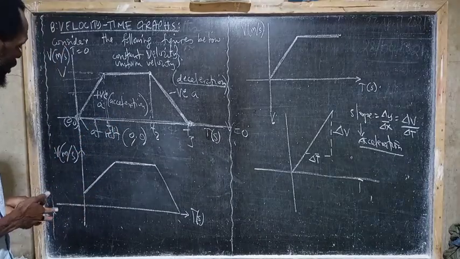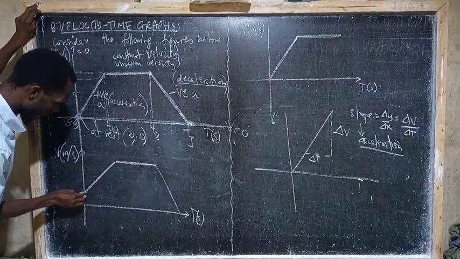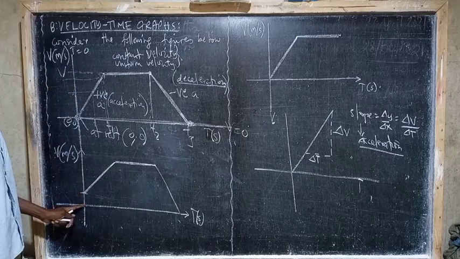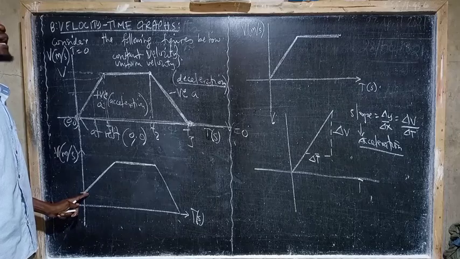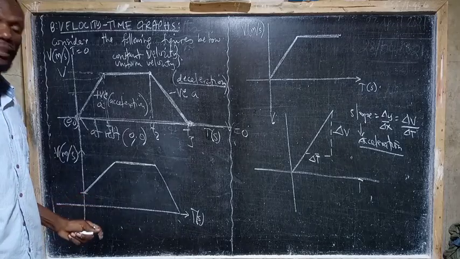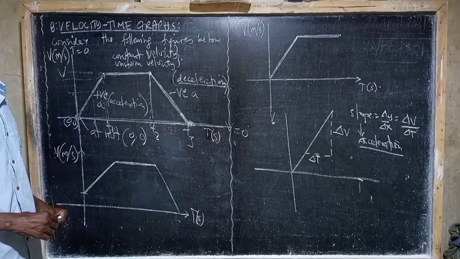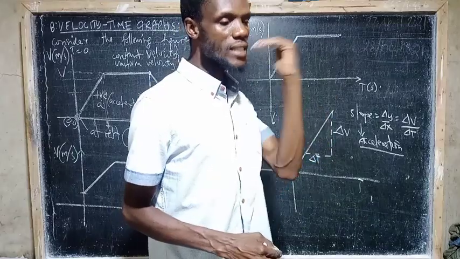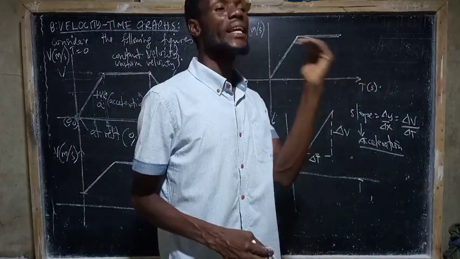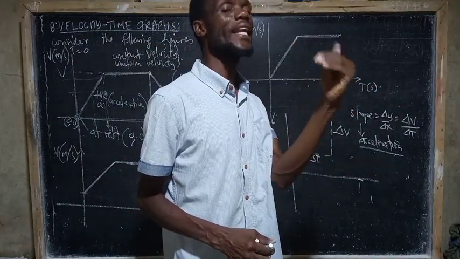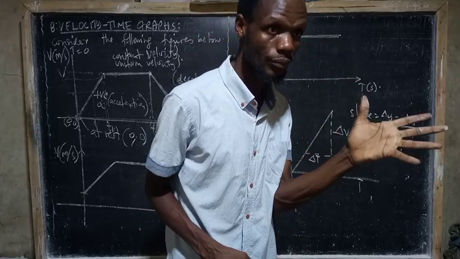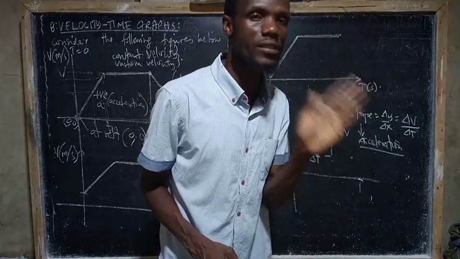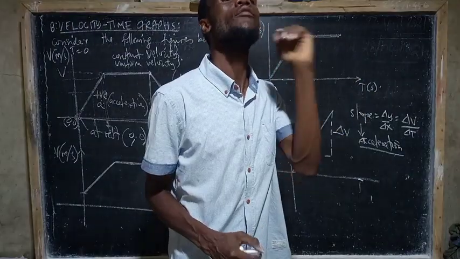Lakini ukija kwenye interpretation ya hii hapa, at this point it is not at the origin, means observer alianza kuangalia gari tayari likiwa na velocity fulani. My point is, the observer started to observe the car when it was already at a certain velocity. It was not stationary. It was not at rest. It was at a certain velocity.